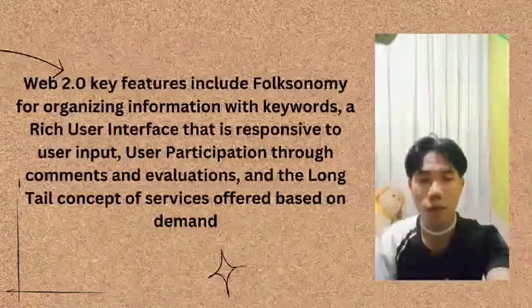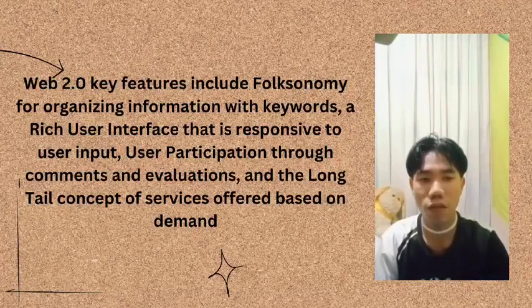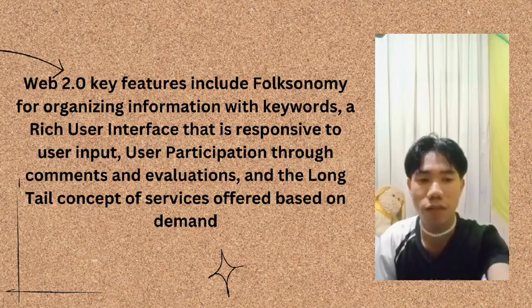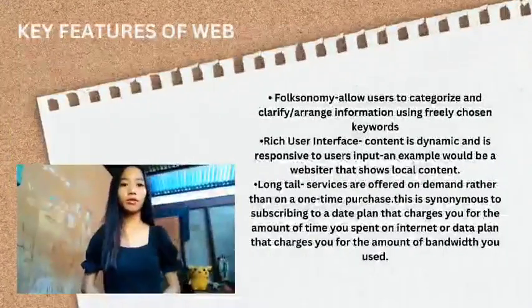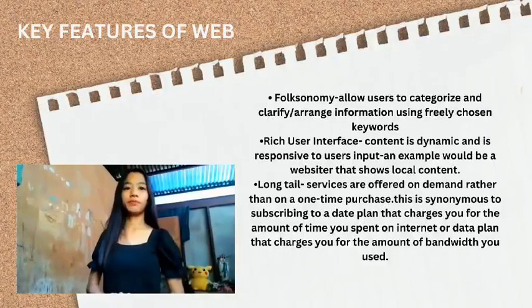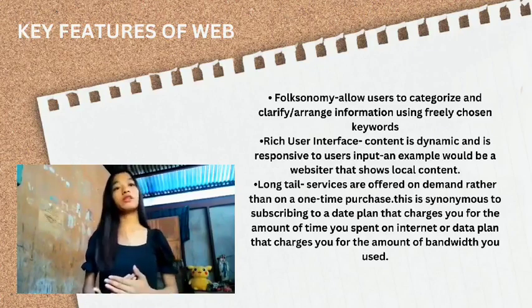Web 2.0 key features include taxonomy for organizing information with keywords, a rich user interface that is responsive to user input, user participation, and the long tail concept of services offered based on demand. My discussion is about the key features of Web 2.0. First is the taxonomy. Taxonomy allows users to categorize and classify or arrange information using freely chosen keywords.